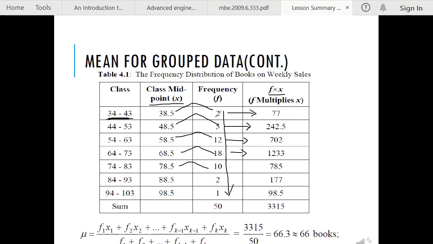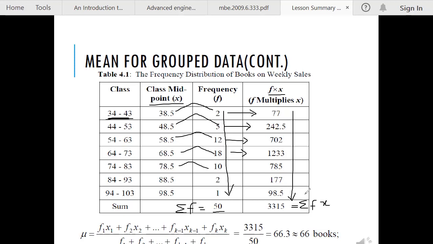As we are done, we sum all the frequencies up. That will be 2 plus 5 plus 12 plus 18 plus 10 plus 2 plus 1, which should give us 50, the summation of the frequencies, the denominator. Then we also sum the fx, and that total of fx is 3315.